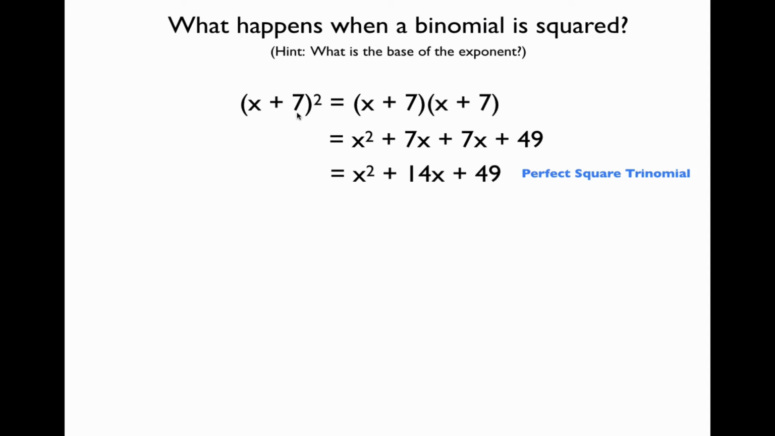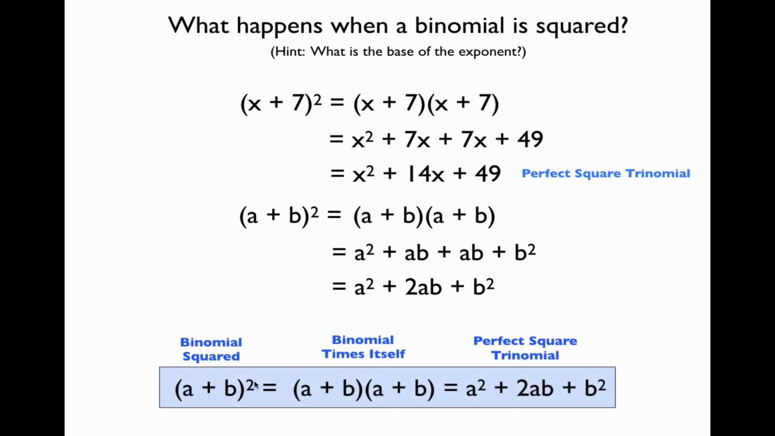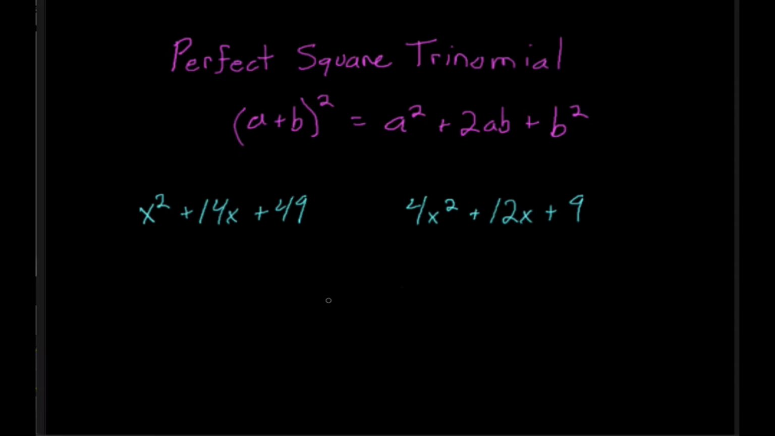Now, there's a way to describe all perfect square trinomials, and we can do this by representing a binomial as a value a plus a value b, squared. And when we expand this out, what we get is the following: a squared plus 2 times a times b plus b squared. And now we can conclude that a binomial squared, or this notation, means a binomial times itself, and it always results in a perfect square trinomial which will always have the form a squared plus 2 times ab plus b squared.